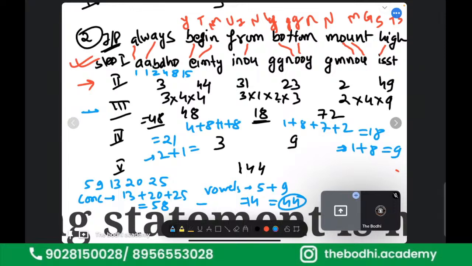Next. 144 from 9 and 3 is very simple. Add 9 plus 3, you get 12. 12 squared is 144. Simple. So this is the way the second question was done. We'll come back to the first question.